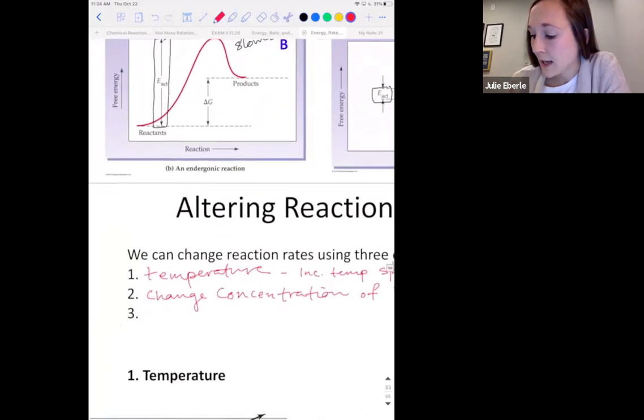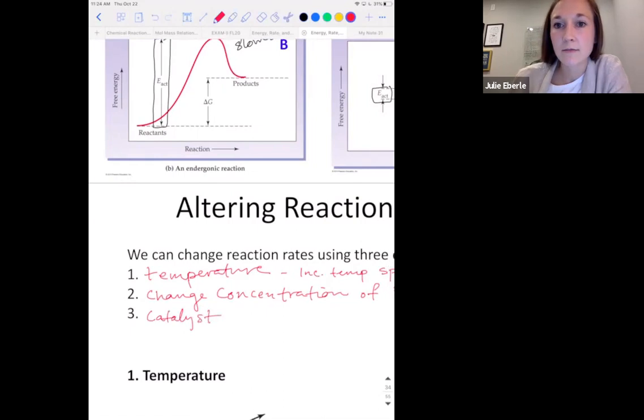Then lastly, we can add something called a catalyst. Anybody ever heard of this word before? Catalyst? Sometimes the more biology word that's used is the word enzyme. Okay. Enzymes are molecules in our body that we depend on. People with enzyme problems or enzyme deficiencies have a lot of health problems. So your enzymes are the catalyst. Those are the things that make the reactions happen more quickly if our body needs them to be quicker. So we'll talk about that in a second.